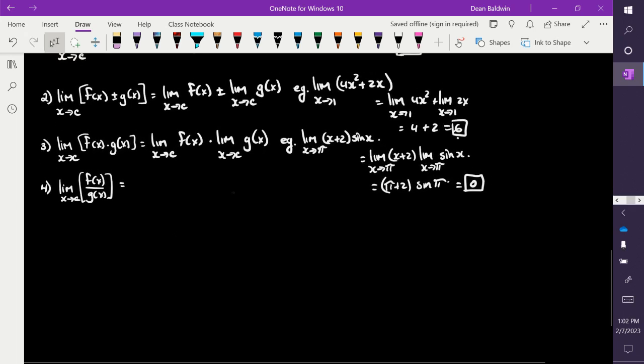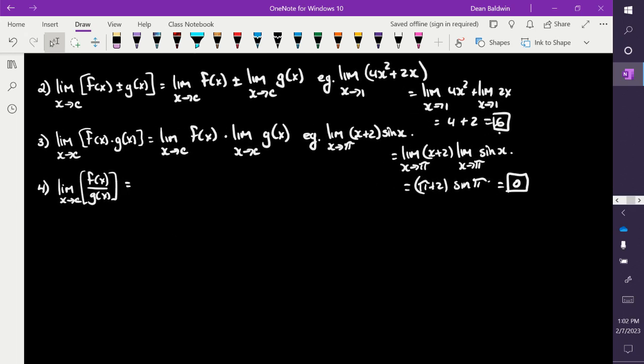And two more examples. Division is just a form of multiplication, essentially. So instead of doing the whole thing, you can just do the limit of f of x as x goes to c over the limit as x goes to c of g of x.